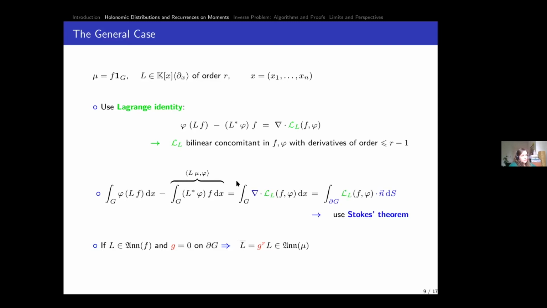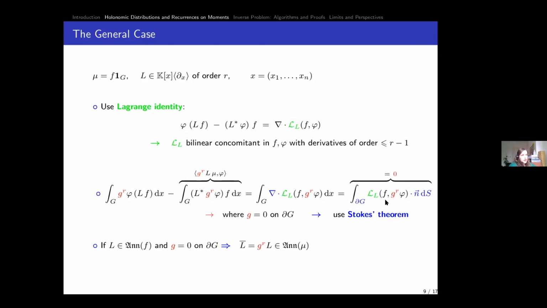And this term is a gradient and can be expressed using Stokes' theorem as an integral on the boundary of this term. So without looking in more detail, we observe that by putting a test function of the form g to the r times phi, this term cancels because g cancels on the boundary, and the bilinear concomitant only contains derivatives up to order r minus 1. And also this term cancels because L annihilates f, and then we get directly an annihilator of this form for mu.